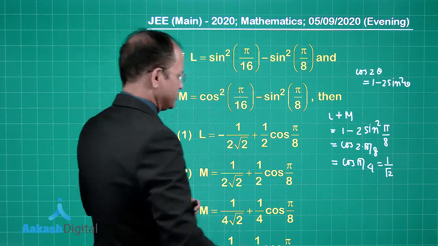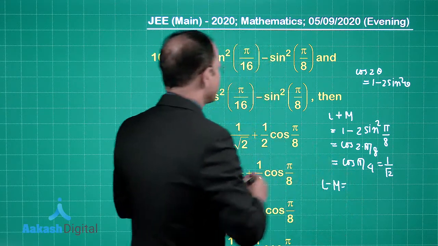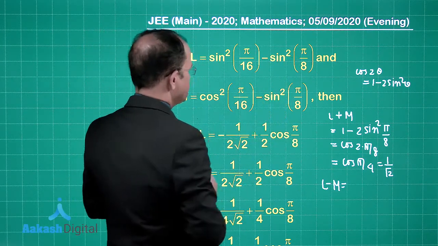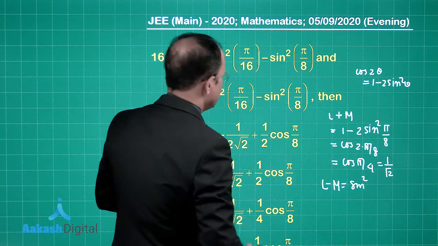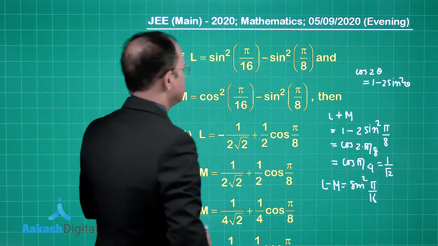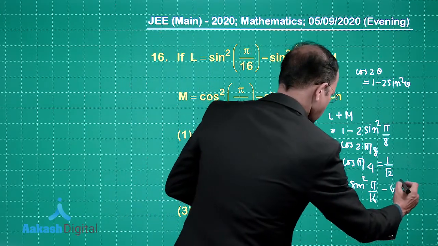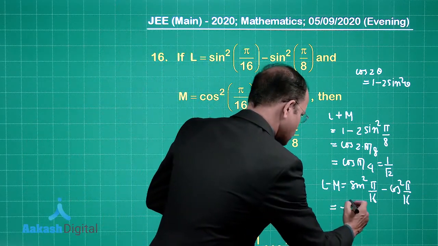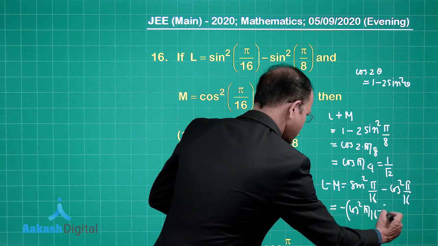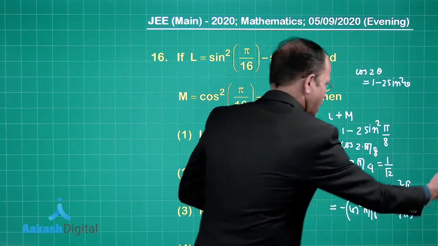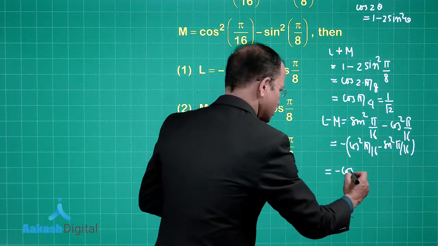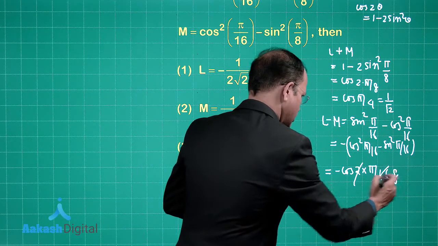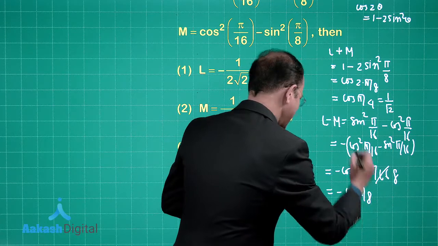Now, what about the next one? So the next one is L minus M. L minus M means, you can see, the sine square pi by 8 will be cancelled with this part. So we're left with sine square pi by 16 minus cos square pi by 16. Now we can take minus common, and this can be written as cos square pi by 16 minus sine square pi by 16. And this is minus of cos 2 times pi by 16 we have. So we're left with minus cos pi by 8.